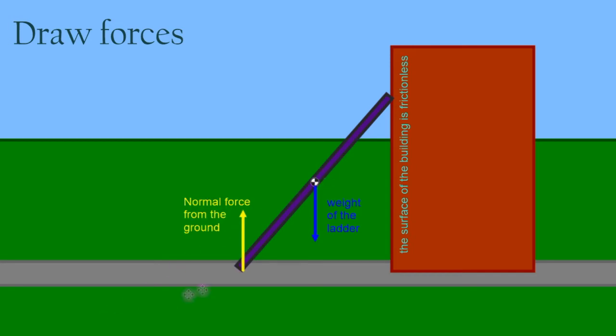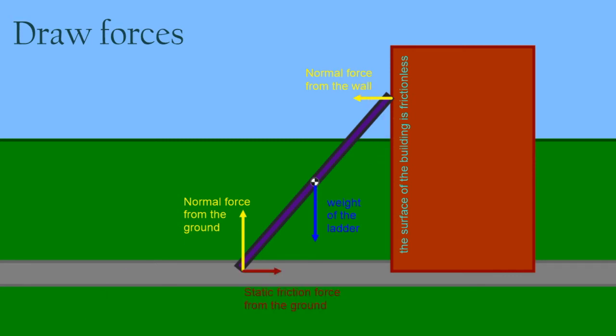The next force we draw is the fact that it's pushing down on the ground, so the ground would push back, Newton's third law. And the next force would be the fact that the ladder's also pushing against the wall, so the wall would push back. Don't get confused, this isn't frictional force. This is the force of the wall pushing back because it is being pushed by the ladder.